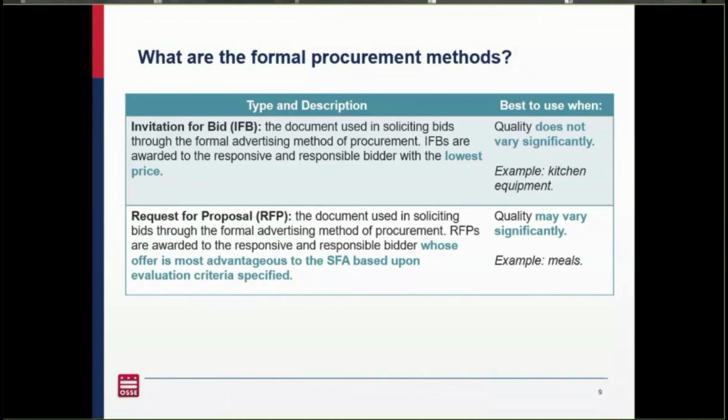Requests for proposals, or RFPs, have a little bit more variance in the quality, and so you're really using evaluation as part of your procurement tool here. Your RFPs are going to be awarded to your most responsive and responsible bidder, which is the same as an IFB, responsible and responsive bidder. But you're really going to factor in those evaluation criteria, and we will talk more about that as we dig into the templates.